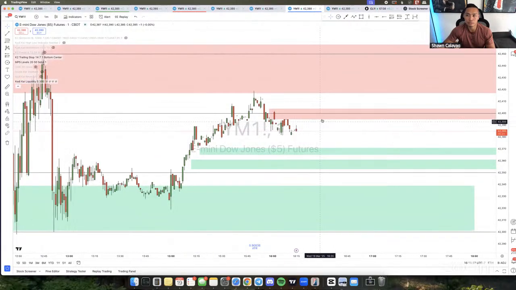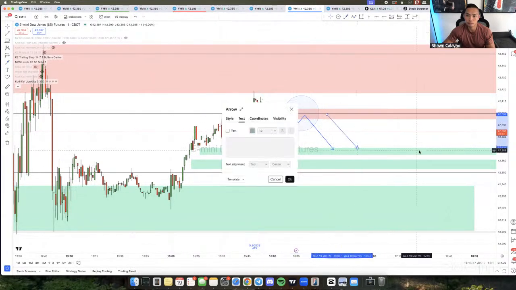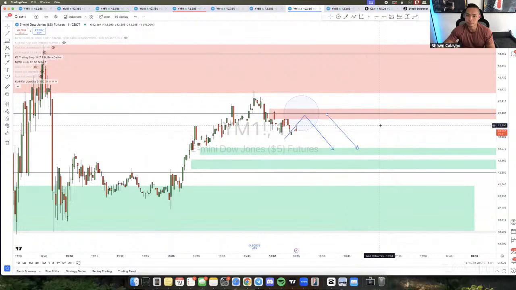Okay, so this is perfect. See how we have the whole number right here, CJ? It's at 42,400. So I would look for price to push up, bounce off that point, and then look for a sell entry in this direction. So pretty straightforward, but I mean, that's kind of how I would use it.